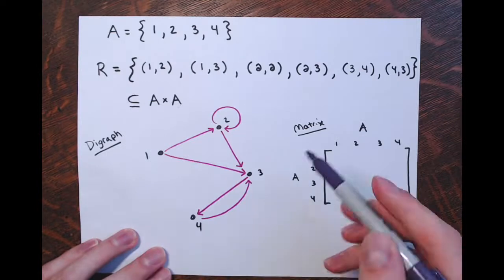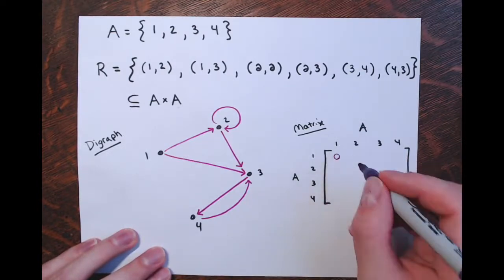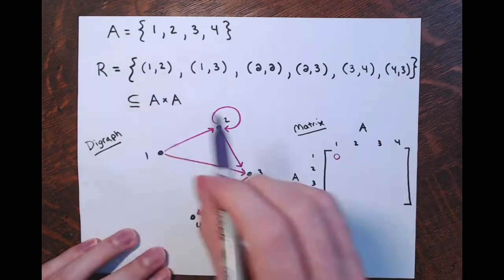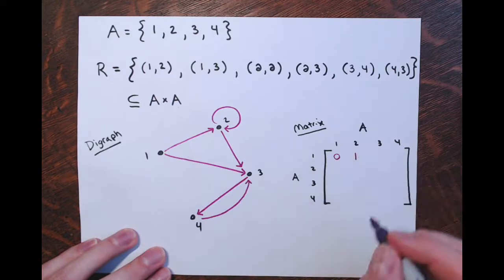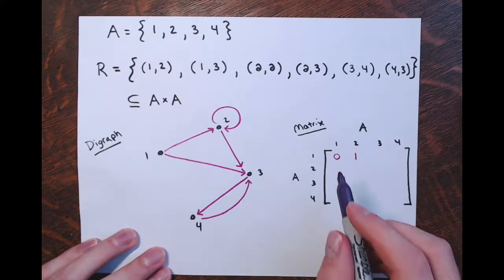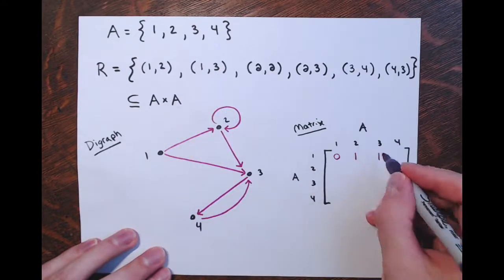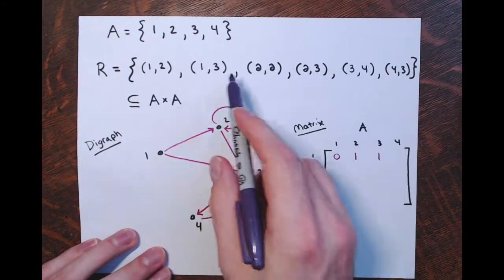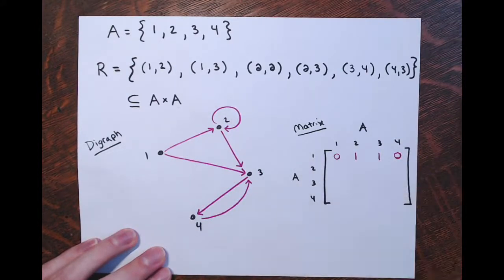And then, is 1 related to 1? Nope. So I put a 0 there. Is 1 related to 2? Yeah, 1 comma 2. Got an arrow going from 1 to 2, so yes, put a number 1 there. Is there an arrow from 1 to 3? Is 1 related to 3? Yes. So a 1 there. Is there an arrow from 1 to 4? No, there's no ordered pair 1 comma 4, so I put a 0. It's really that simple. All right.